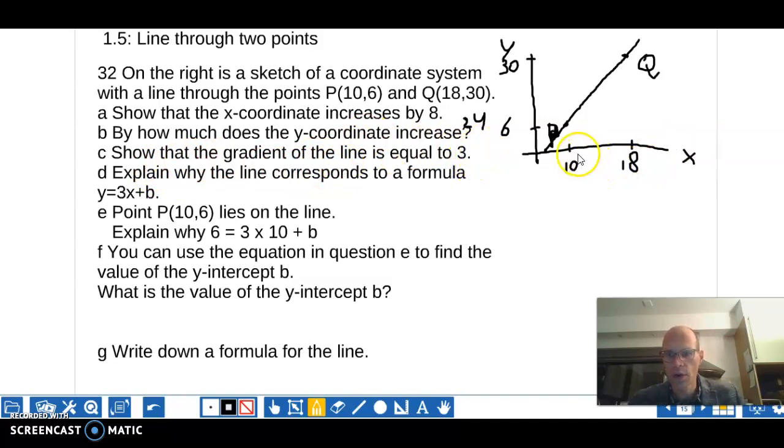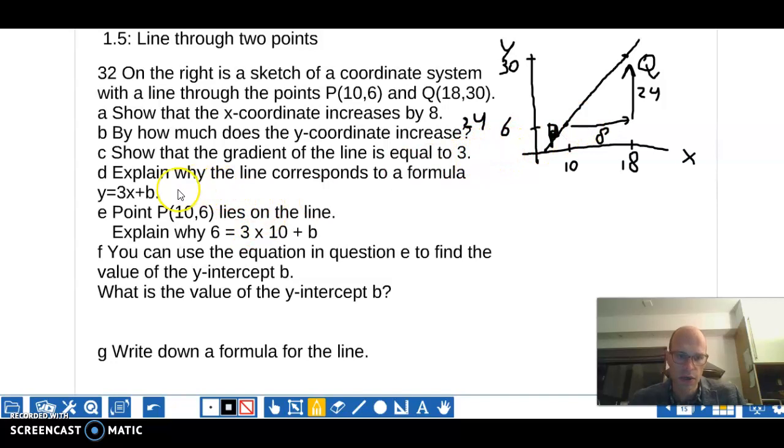And then with C, show that the gradient of the line is equal to 3. Okay, if we go 8 to the side, we go 24 up. A gradient is, if we go 1 to the side, how many do we go up? So basically, what do we do if we make the 24 into 8 steps? How many do we go up each time? Well, 24 divided by 8 is 3.